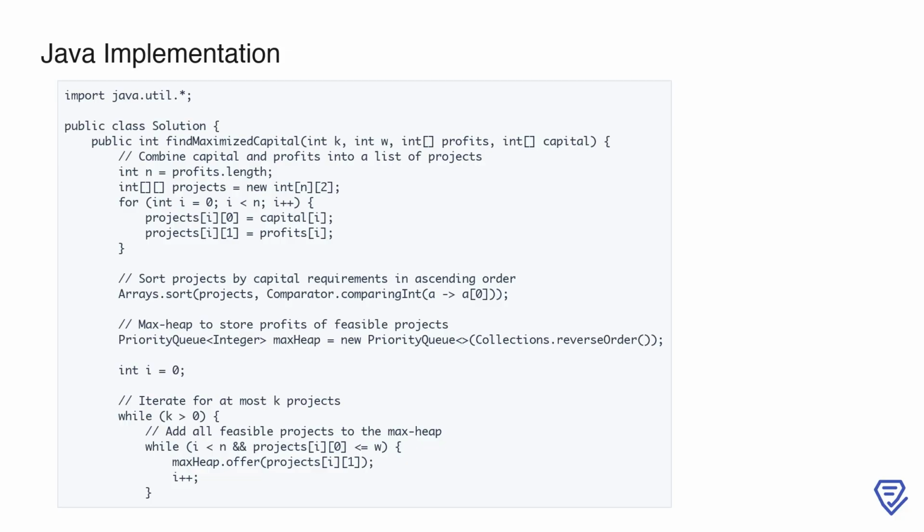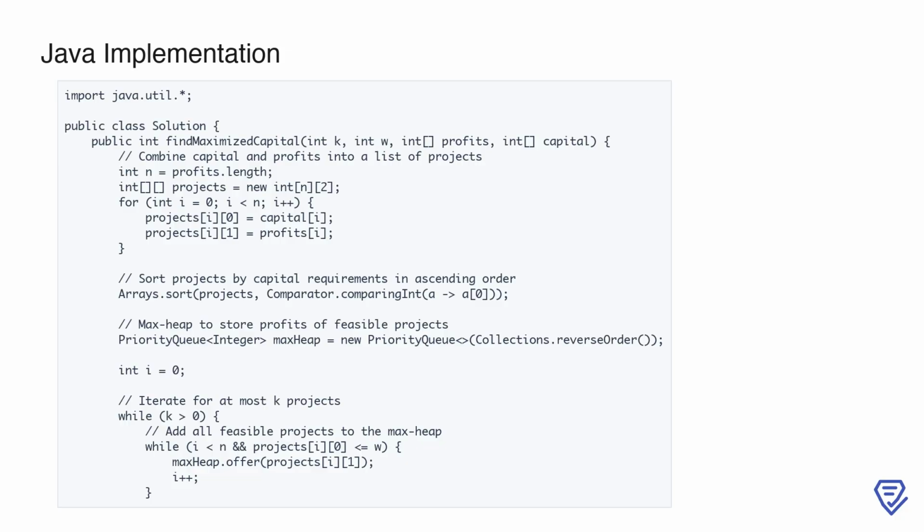Then, we sort this array based on the capital requirements in ascending order. This ensures that we process projects with the lowest capital requirements first, which is critical for efficiently determining feasible projects as our available capital increases. Next, we initialize a max heap using a priority queue to store the profits of projects that we can afford to undertake. This heap helps us quickly retrieve the project with the maximum profit. We also define a variable I to track our position as we iterate through the sorted projects array.